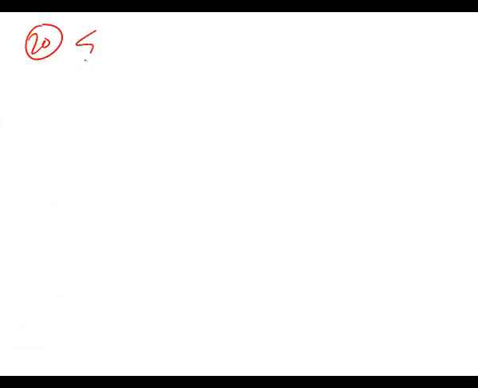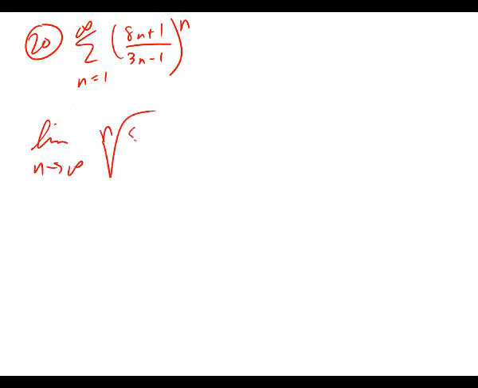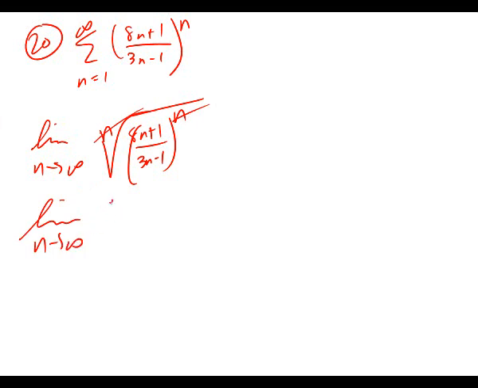Okay, so we've got the sum as n equals 1 to infinity of (8n plus 1 over 3n minus 1) to the n. Okay. So on the root test, we're supposed to take the limit of the nth root of that thing. So the limit as n approaches infinity of the nth root of (8n plus 1 over 3n minus 1) to the n. What's the nth root of something to the n power? What's inside, right? It cancels. How nice was that?